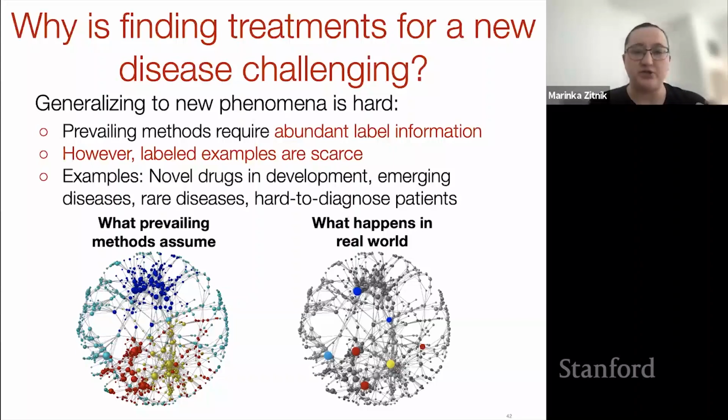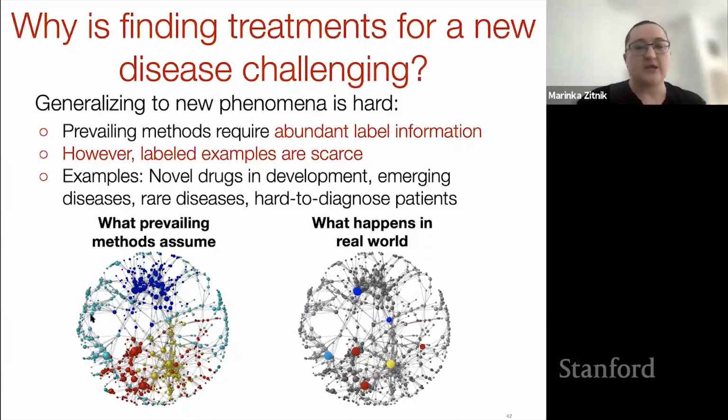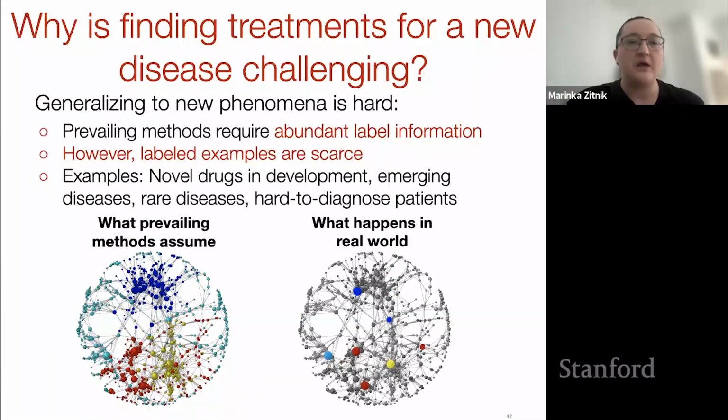And this includes emerging diseases, such as COVID-19, rare diseases, hard to diagnose patients, modeling novel drugs in development, and many, many other problems. So what prevailing methods assume is that we start with graphs that are already richly labeled. That assumption is heavily violated in most exciting problems, where in reality we only have a handful of labels for a particular class, if any at all.